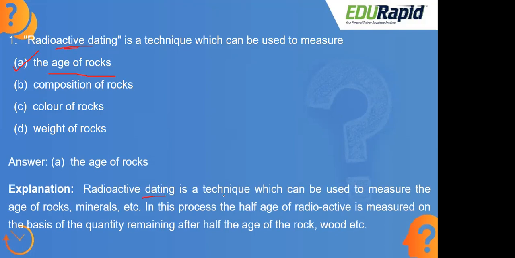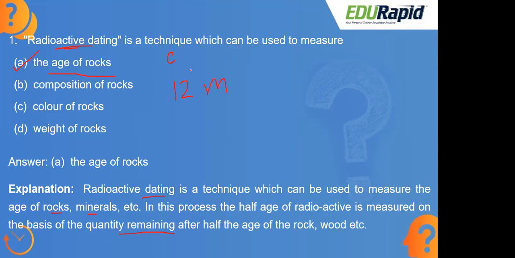So radioactive dating is a technique which can be used to measure the age of rocks and several such minerals. We are going to find out the age of these rocks and the different minerals available in the Earth's crust. In this process, the age of a radioactive substance is measured on the basis of the quantity that is remaining after the age of the rock. For example, if we consider carbon, an element, 12 months will be its half-life.